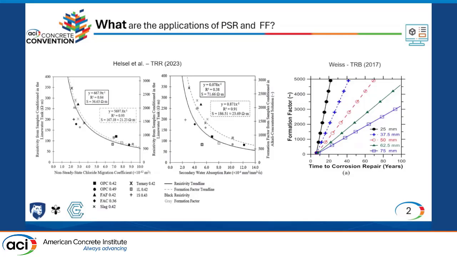So what are the applications? Well, as we said, adequate and accurate estimation of pore solution resistivity will help us in accurately measuring the formation factor. And formation factor correlates with lots of important characteristics in concrete. Halzel's study showed that formation factor highly correlates with the chloride migration coefficient and water absorption, showing a coefficient of determination higher than 93% and 91% respectively. And in another study by Dr. Weiss, it was shown that formation factor can be very helpful in predicting the corrosion onset in reinforced concrete with varying covers.